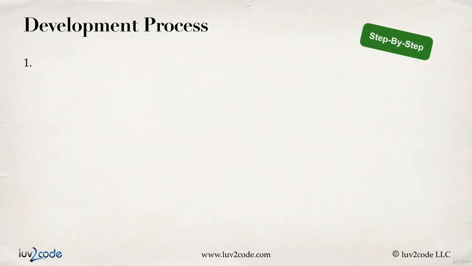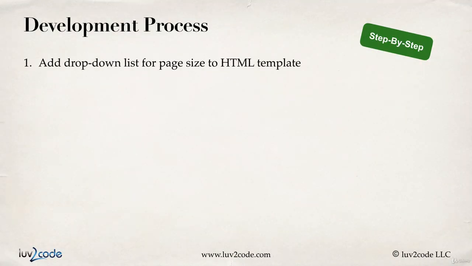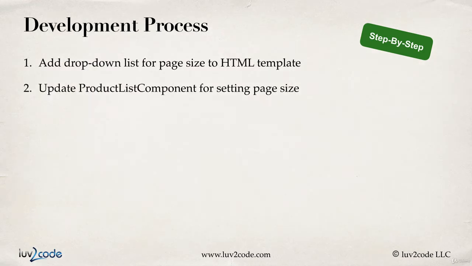All right, so here's the development process. The first thing that we'll do is we'll add a drop-down list for the page size to the HTML template, and then we'll update our product list component for setting the page size.